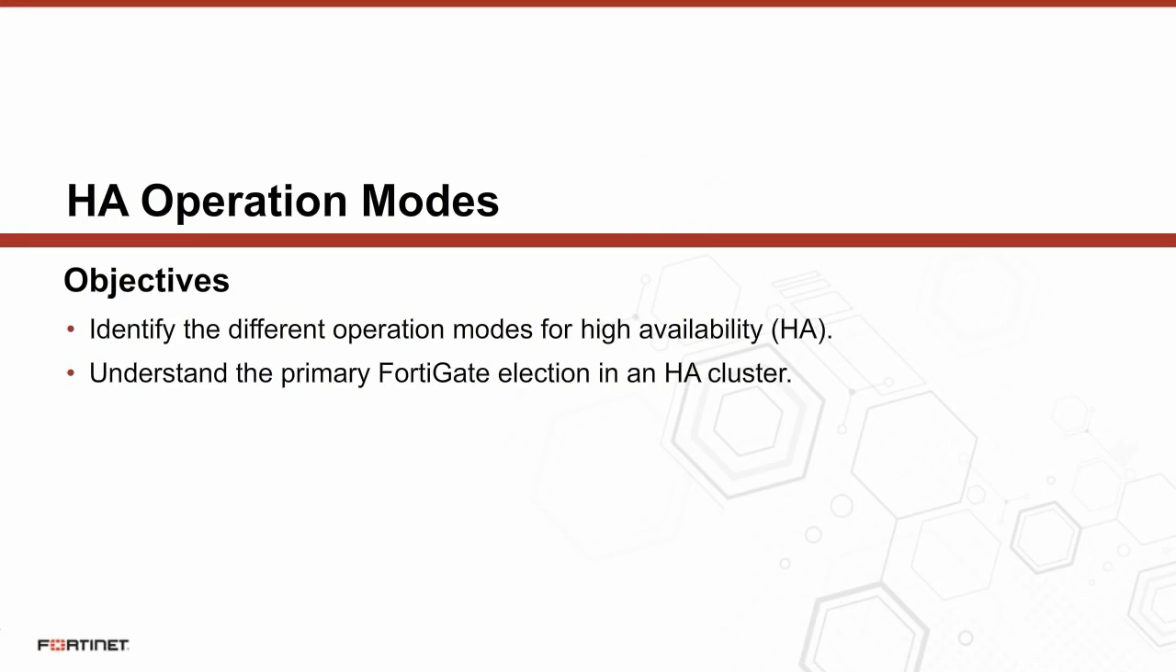After completing this section, you should be able to identify the different operation modes for high availability, HA, and understand the primary FortiGate election in an HA cluster. By demonstrating competence in HA operation modes and primary FortiGate election, you will be able to choose and implement the right HA operation mode in your network based on your requirements. You will be able to use the FortiGate devices effectively in your network.